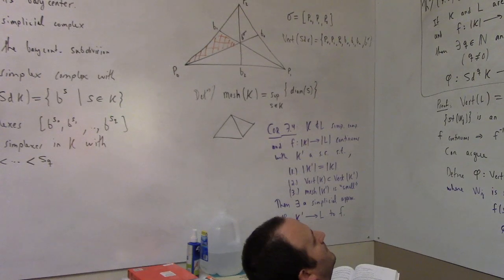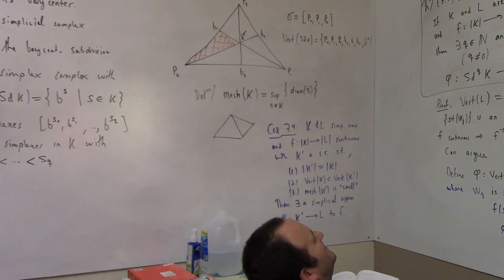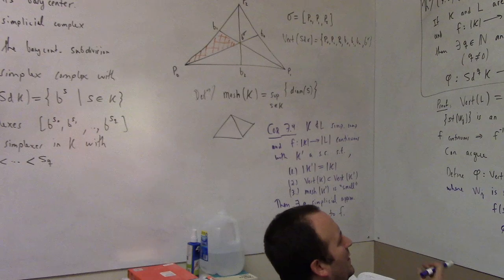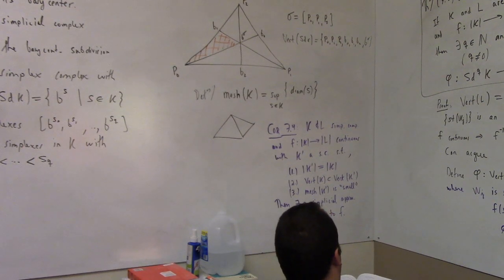Huh. I don't see the small here either. Do you? Well, I mean, if the mesh has to be less than lambda, or lambda over 2, okay. So the small probably means that the mesh has to be smaller than that lambda.